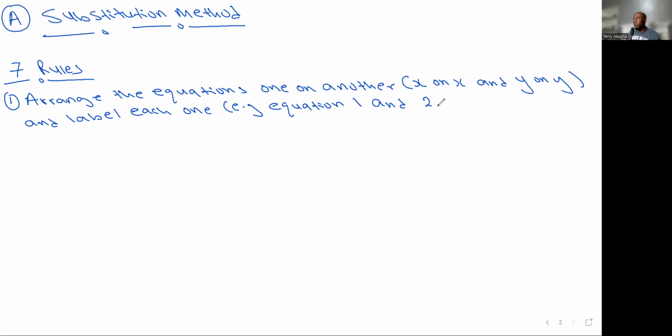All right. Now, when you're done with that, the next step is that you choose any of the equations. You can either choose equation 1 or equation 2, but for this, I'm going to just pick equation 1. So you choose any of the equations and make x, or one of the variables, the subject of the formula.